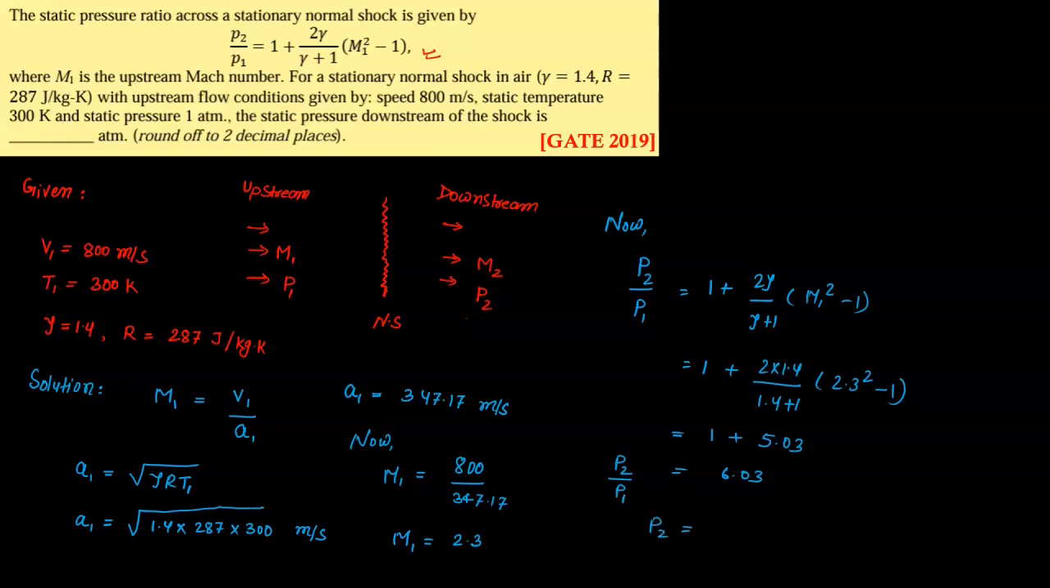So we need to find P2. So P2 will be equal to 6.03 multiplied by P1, and P1 is given as 1 atmospheric pressure. So this P2 will also be 6.03 multiplied by 1, which is 6.03 atmospheric pressure. So finally, we can say that the static pressure of the downstream condition is 6.03 atm, and this is the final answer of the given question. I hope you understood the solution. Thank you.